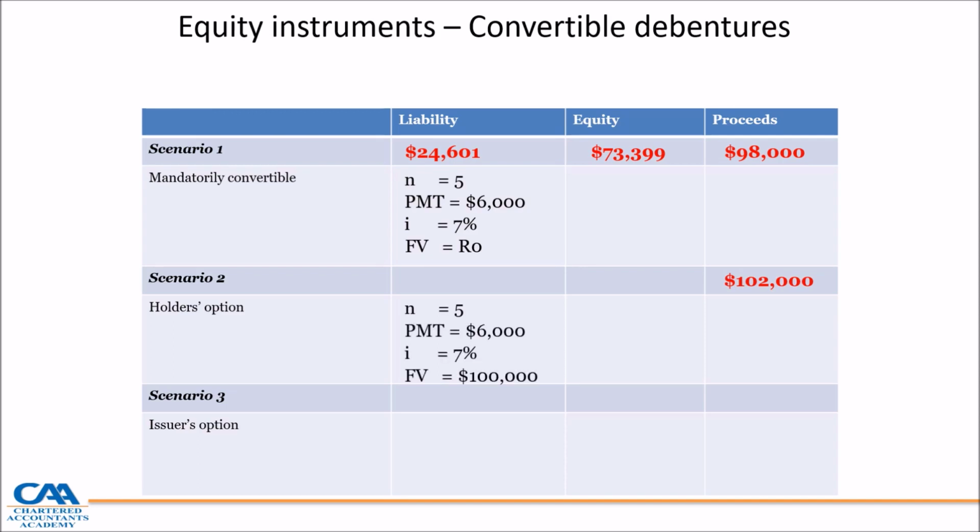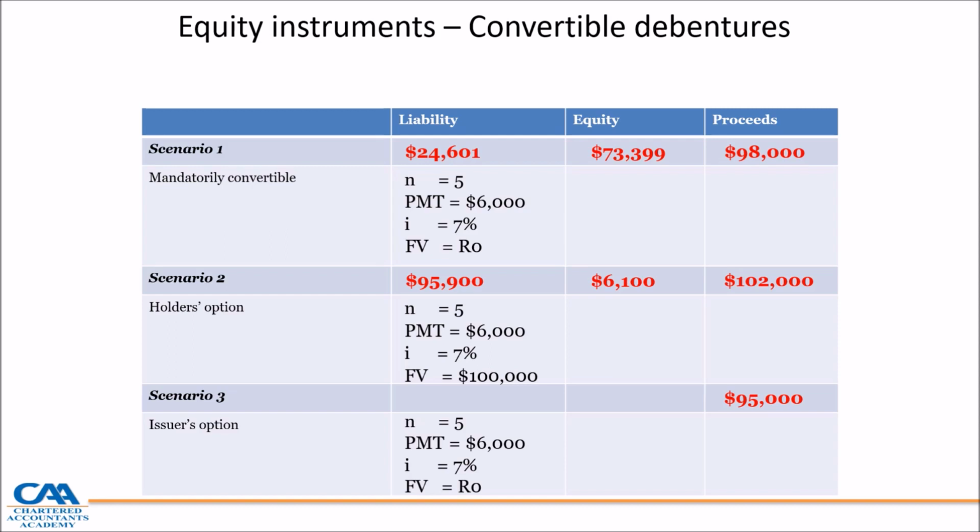Let's move on to scenario 2, where we received 102,000. Our inputs have remained unchanged except the future value, because there's a potential that we might have to pay out the entire 100,000. So in this case, the value of the liability is 95,900, and our residual is therefore equity, which is 6.1.